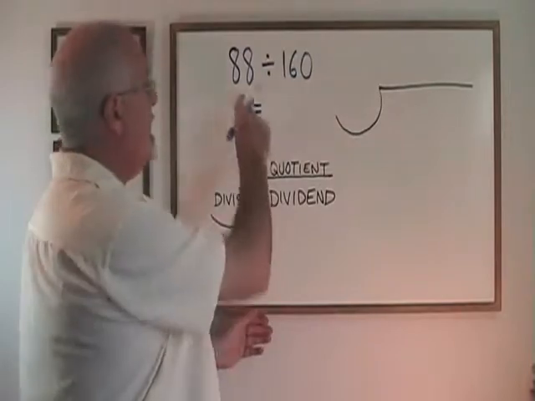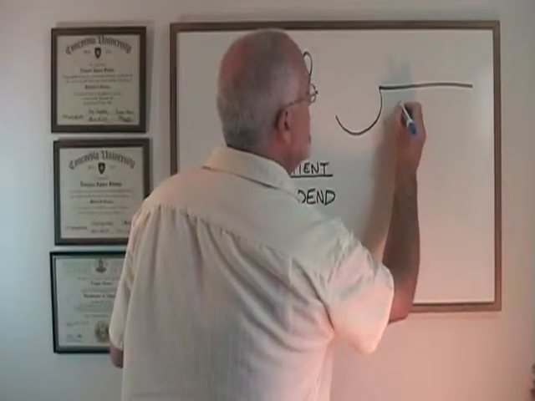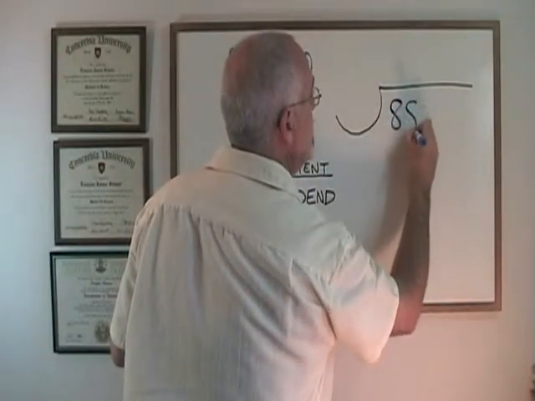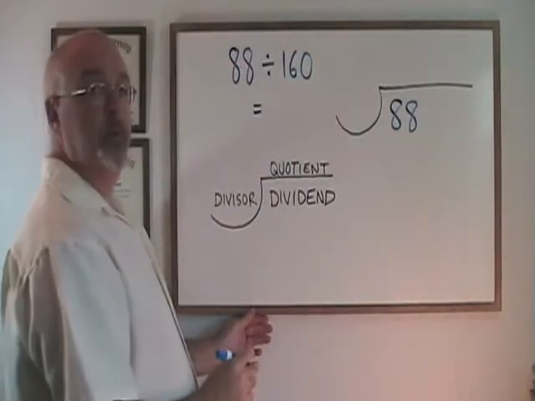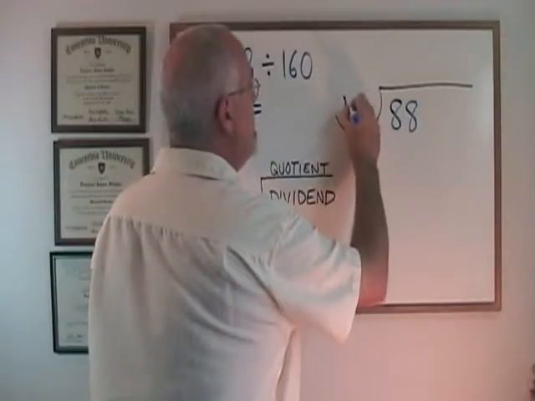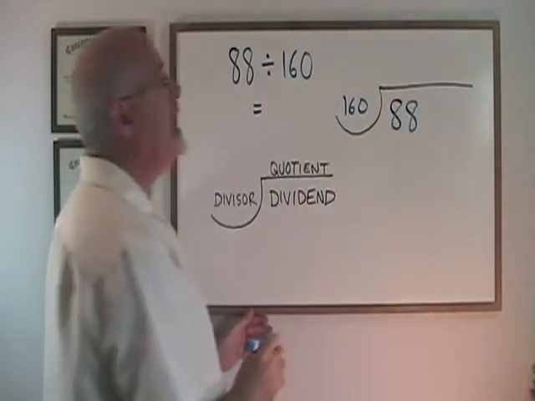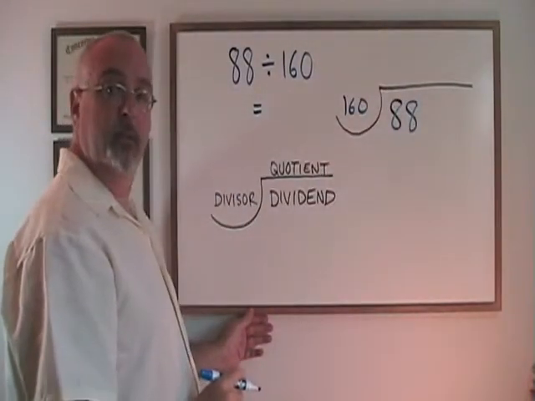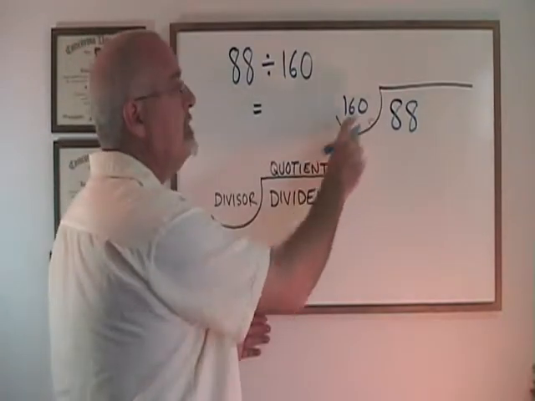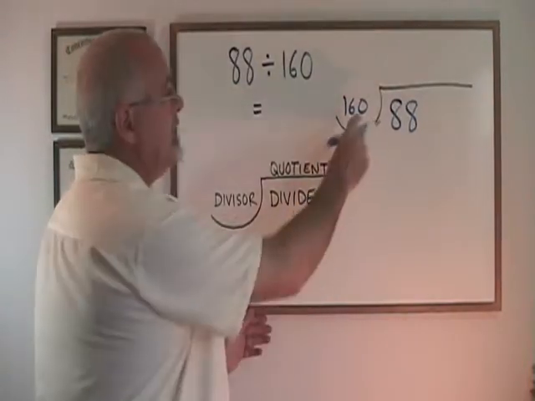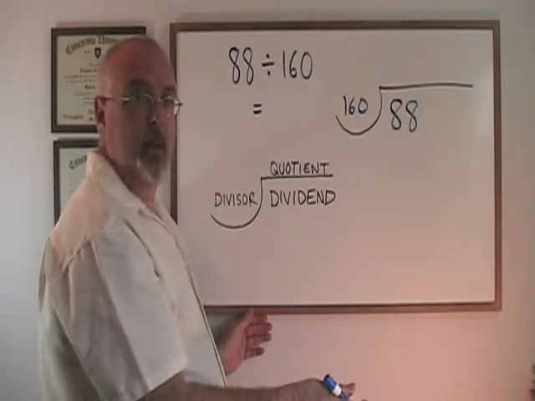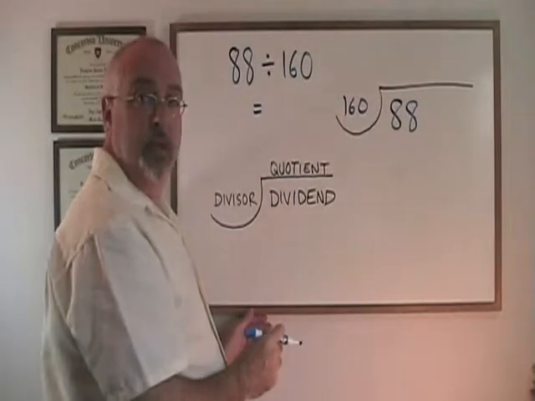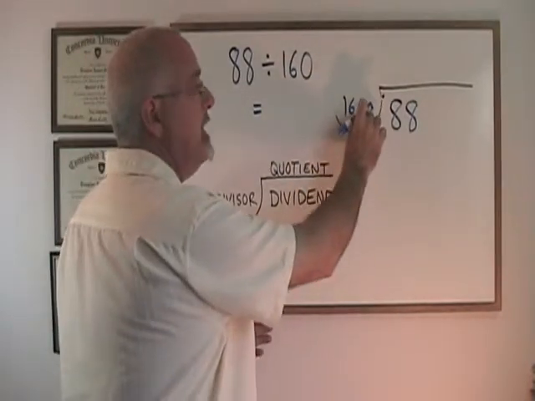In this case, 88 is our dividend, so we write it inside. 160 is the divisor, we write it in here. And we will write our answer, the quotient, up here on top. The first thing we have to do is look for the decimal in our divisor. The decimal comes after 160, which means the decimal is in the right place. We want the decimal on the right side of the number.